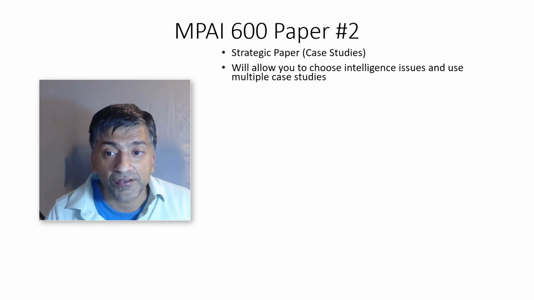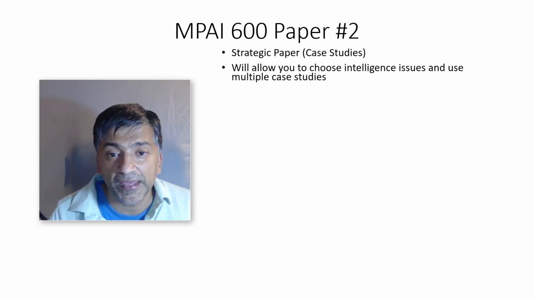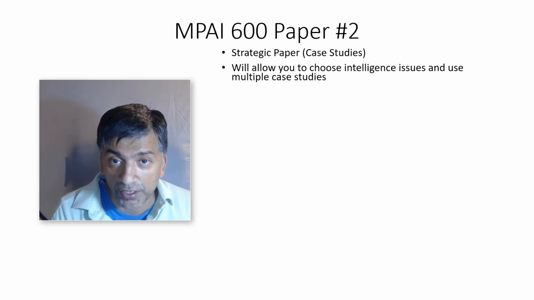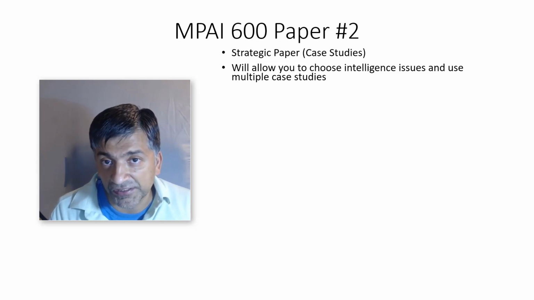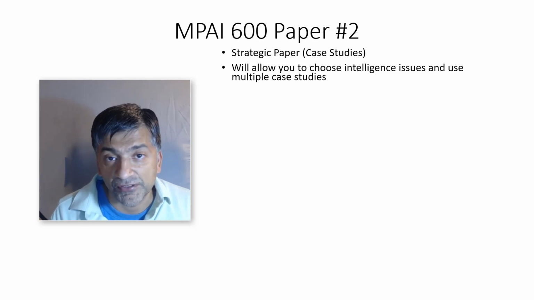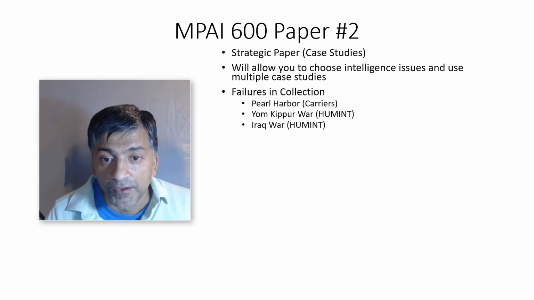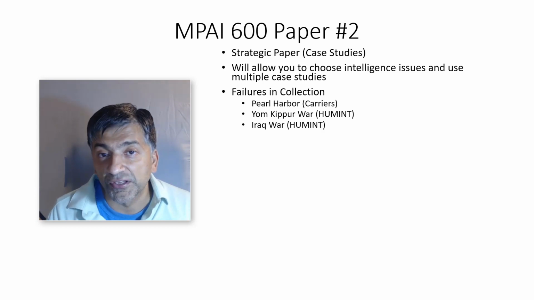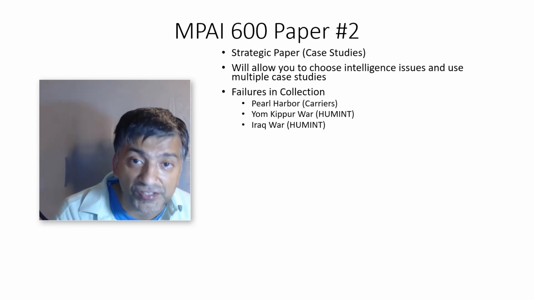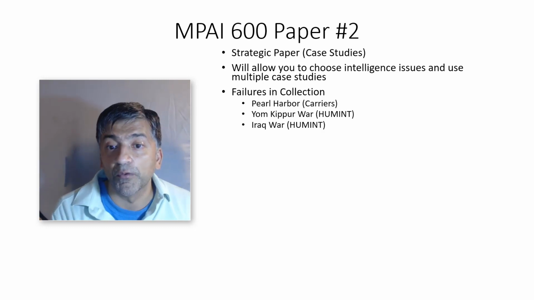So I ask, you can choose one of the case studies and go in depth, or you can choose an issue that affects multiple case studies and show that this is a continuing problem. And I'll talk about some of those issues right now. So again, when an intelligence failure happens, there are failures in collection. Do you think this is the primary failure going forward?